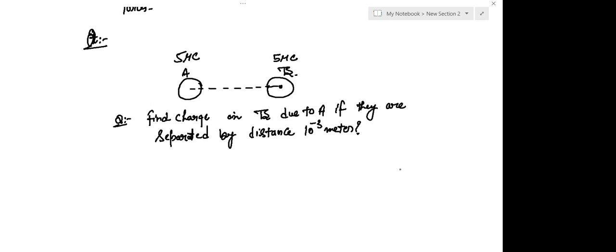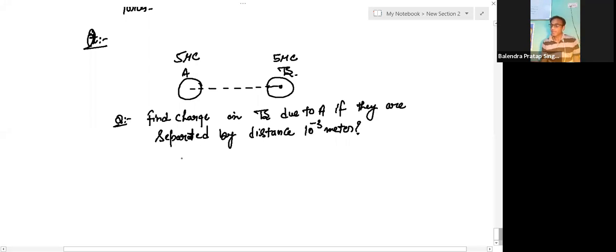Okay. Here charge is given, and I already told you the value of 1 upon 4 pi epsilon naught. It's 9 into 10 raised to the power 9. And you know the charges, and you have to find the force on B due to A. Find force, I'm really sorry. Find force on B due to A.